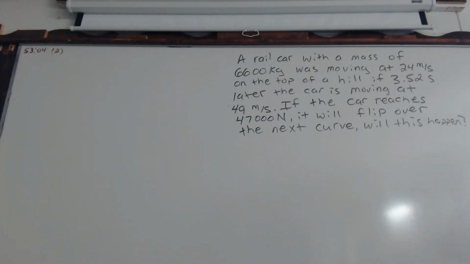With a conductor going around a curve as well. Okay. So regardless, you've read the problem. It says a rail car with a mass of 6,600 kilograms was moving at 24 meters per second on the top of a hill. If a little over 3.5 seconds later, the car is moving at 49 meters per second. If the car reaches 47,000 newtons, it's going to flip over the next curve. Will this happen according to these numbers? That's what you're going to try to calculate.